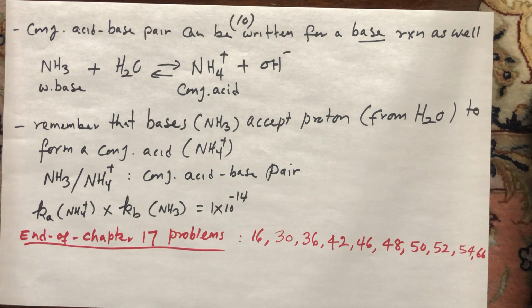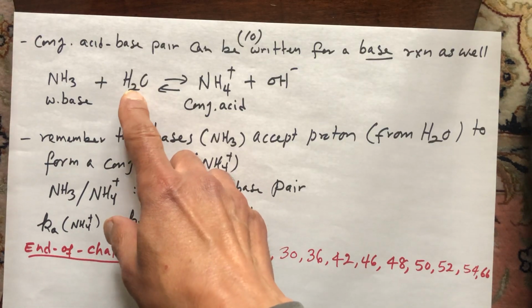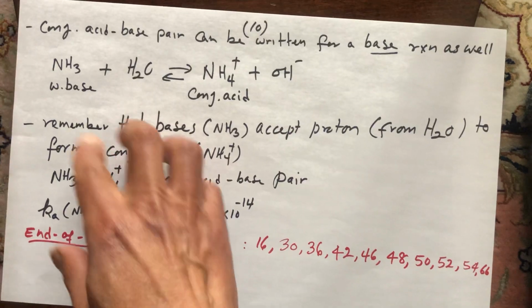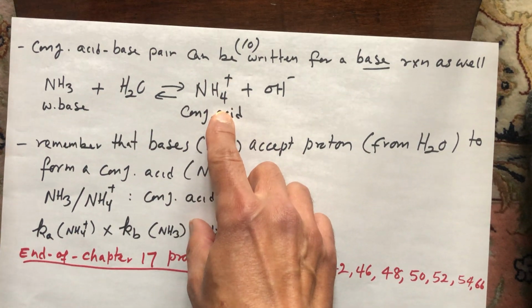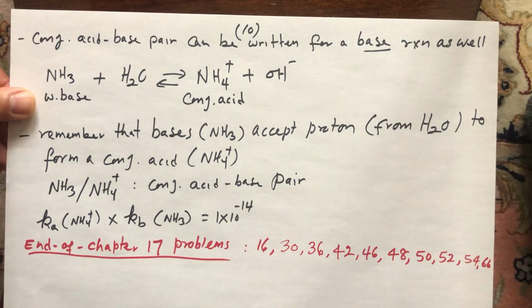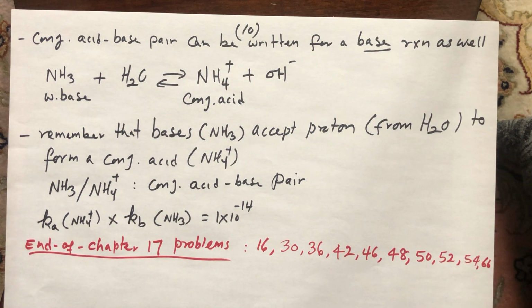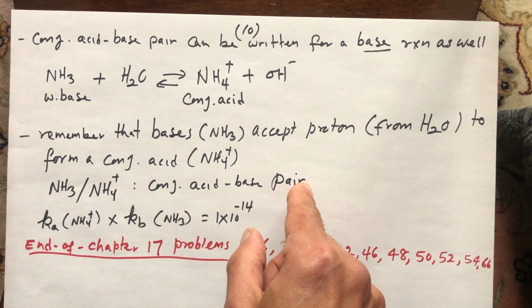The NH3 is a weak base, so it accepts a proton. The source of the proton is water. It forms a conjugate acid, NH4 plus. So H2O releases a hydrogen, the base NH3 accepts it, and it becomes NH4 plus and OH minus. The NH4 plus now is the conjugate acid of the weak base NH3. So NH3 and NH4 plus are called a conjugate acid-base pair.